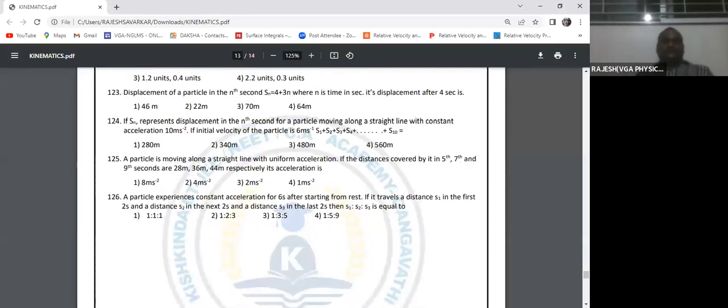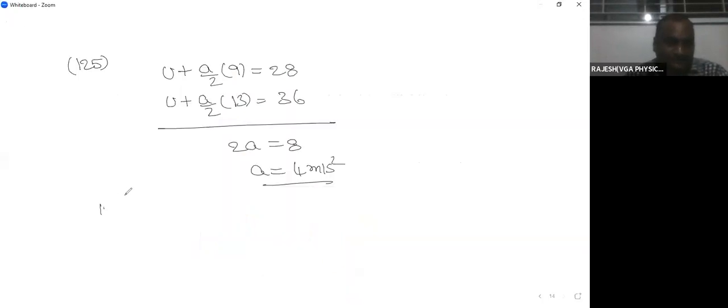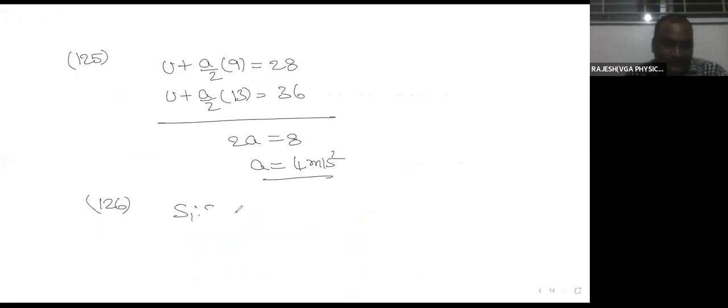A particle experiences a constant acceleration for 6 seconds after starting from rest. If it travels distance S1 in the first 2 seconds, S2 in the next 2 seconds, and S3 in the next 2 seconds, then S1 is to S2 is to S3. Actually, our S1, S2, S3 are 1 second, 2 seconds, 3 seconds. We know that S1, S2, S3, S4, S5, S6 are in the ratio of odd numbers, 1 is to 3 is to 5 is to 7 is to 9 is to 11. So they are saying this is 2 seconds, this 2 seconds, this 2 seconds.